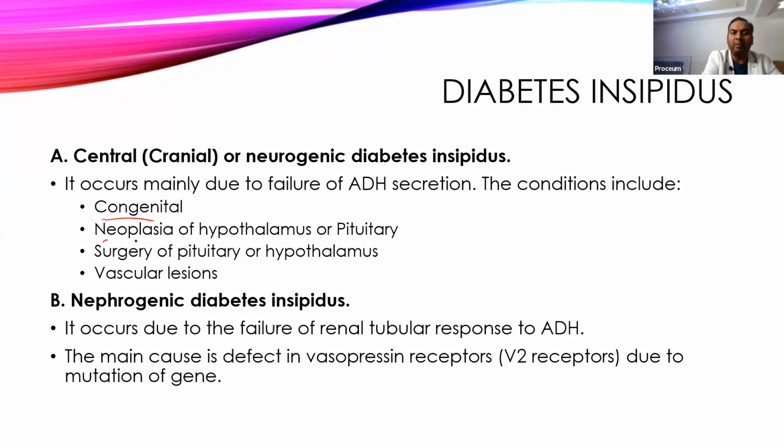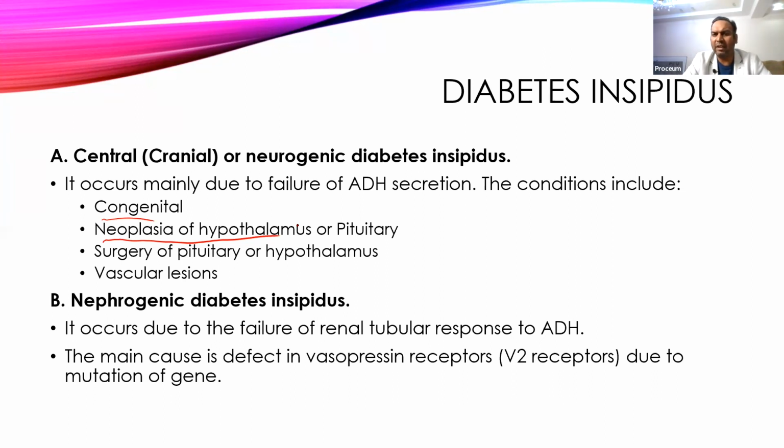Sometimes malignancy compresses the supraventricular nuclei or paraventricular nucleus and damages those nuclei, preventing the formation of ADH. Or sometimes we surgically remove the pituitary gland, for example in growth hormone gigantism, and we remove part of the posterior pituitary also, and that can damage it and decrease ADH secretion. Then vascular lesions, or sometimes infection of the blood vessels, can cause infection in the pituitary gland, and that can also affect ADH secretion.